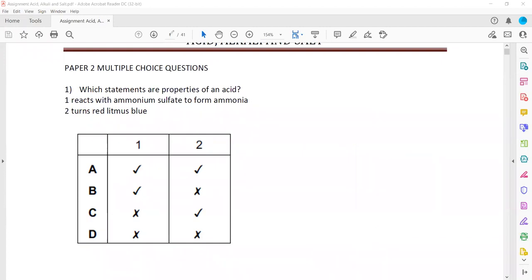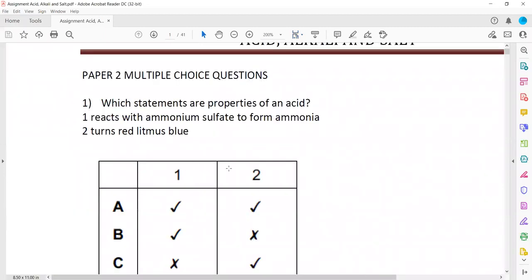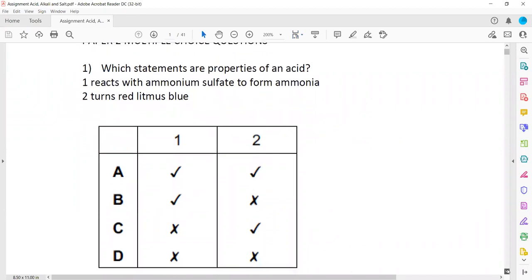The first question is, which statements are properties of acid? Like what acid does. The first property is written, acid reacts with ammonium salt to give ammonia. That is wrong, because this is not a property of acid. This is a property of alkali. Alkali can react with ammonium salt to give off ammonia. Acid cannot. Acid can react with metal, metal carbonate, metal oxide, or metal hydroxide.